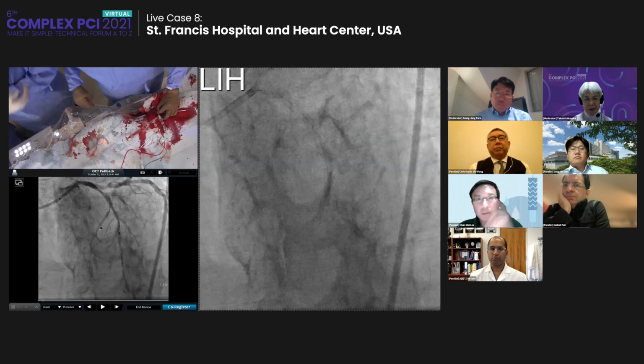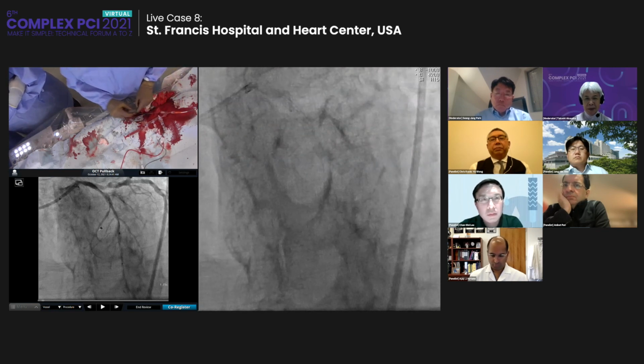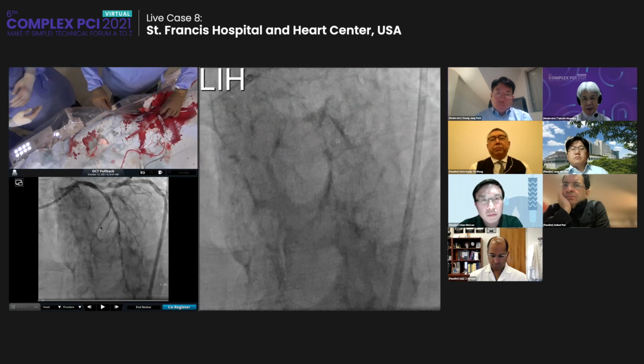We've done over a dozen unprotected left mains with 10-second pulses, and initially thought we'd have to come down. We haven't had one instance of any hemodynamic compromise.